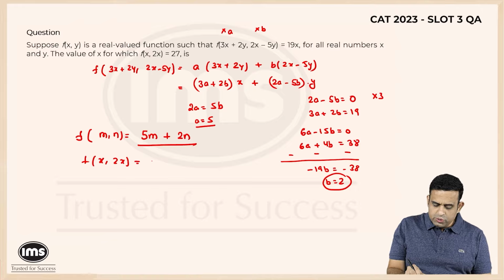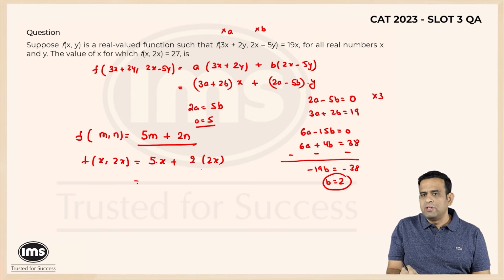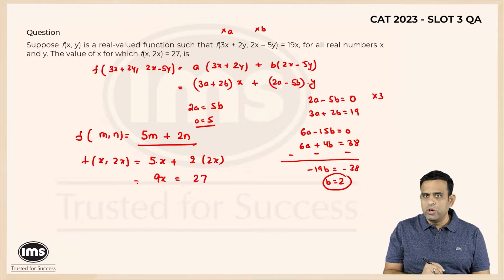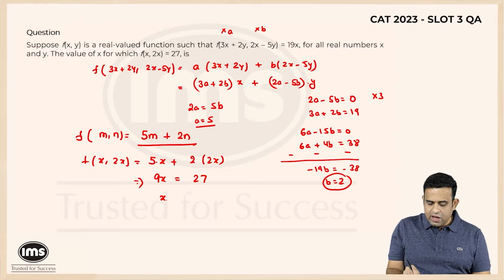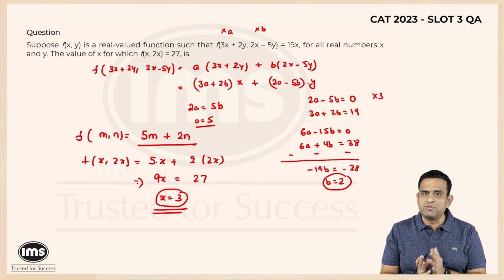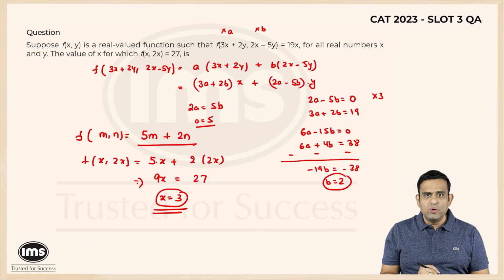Since they have given you that f of x comma 2x is 27, this x needs to be multiplied by 5 and this 2x needs to be multiplied by 2, which will give you 5x plus 4x, giving you 9x, which needs to be equal to 27, and hence the value of x becomes equal to 3. So we were supposed to find the value of x for which f of x comma 2x is 27, and that value of x is 3, and hence the answer.